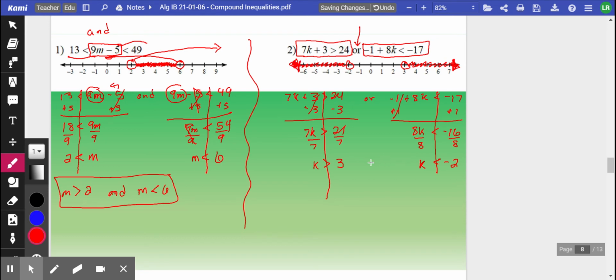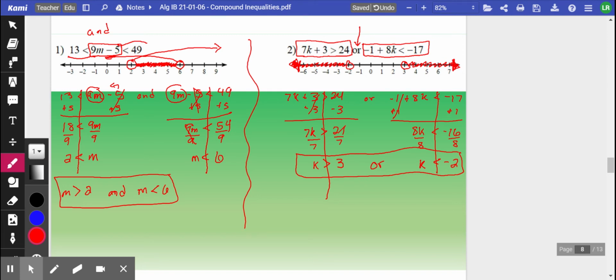Okay. Now, again, for your answer, do make sure you put the word or in between your two. Now, what the graphs are helpful for is they help us see again where the solutions are.